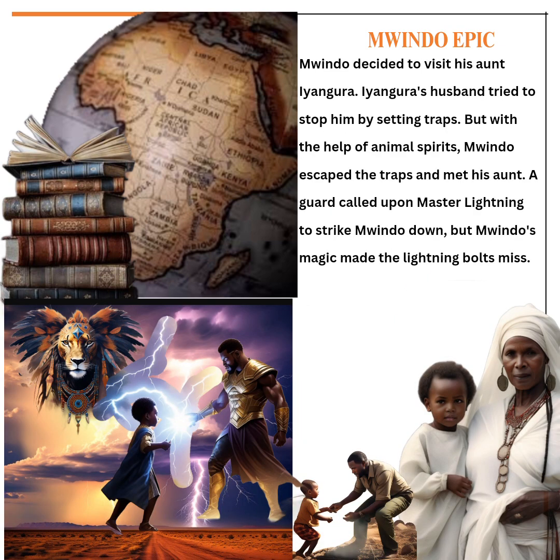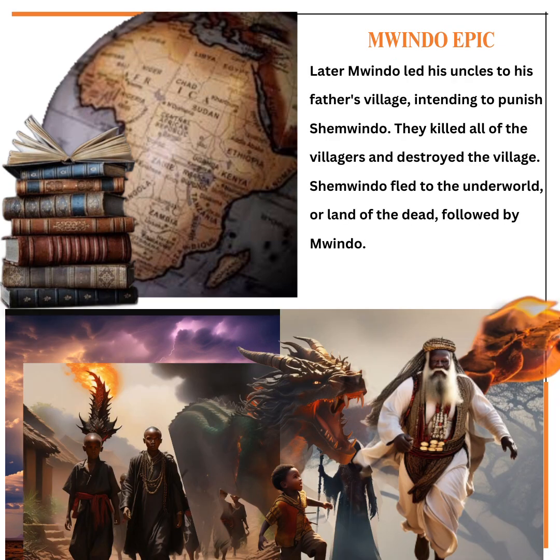Mwindo decided to visit his aunt Iyangura. Iyangura's husband tried to stop him by setting traps. But with the help of animal spirits, Mwindo escaped the traps and met his aunt. A guard called upon Master Lightning to strike Mwindo down, but Mwindo's magic made the lightning bolt miss. Later, Mwindo led his uncles to his father's village, intending to punish Shemwindo. They killed all of the villagers and destroyed the village.